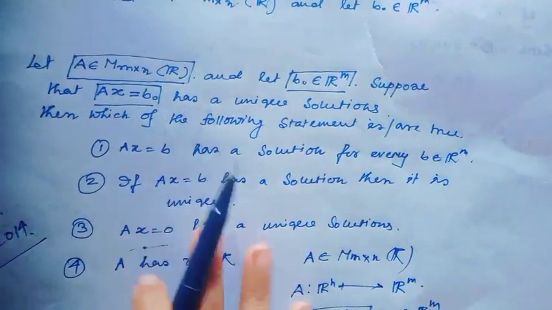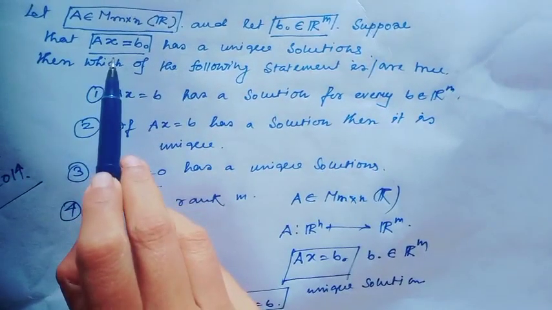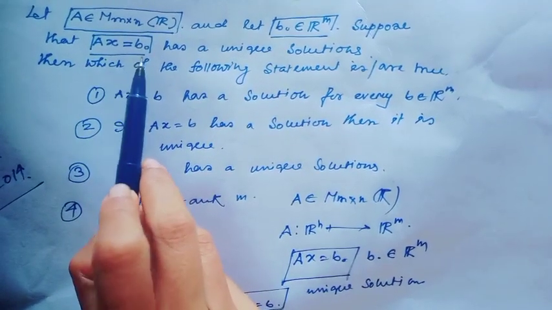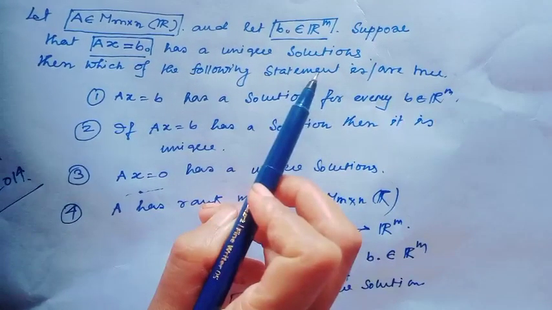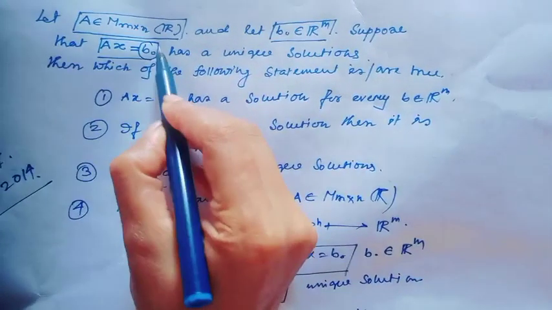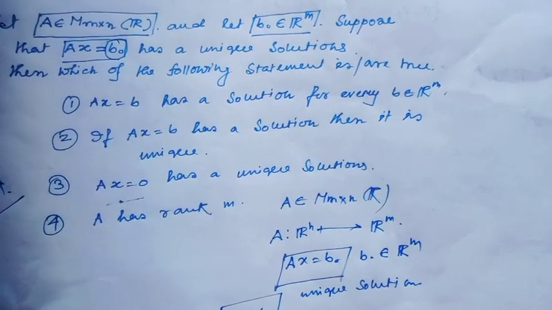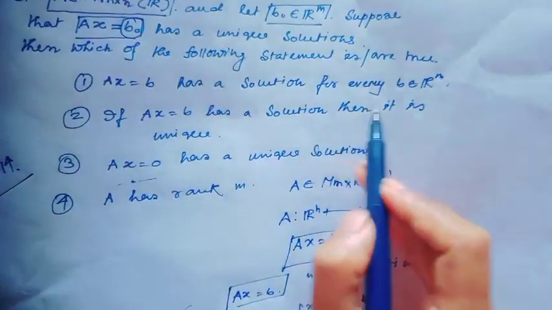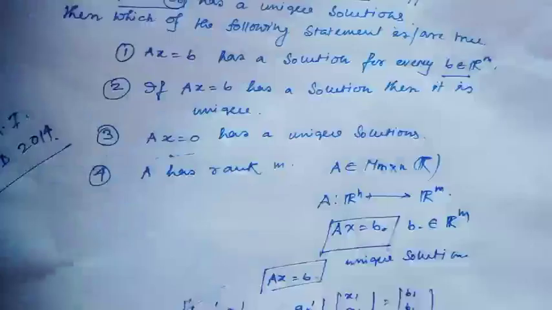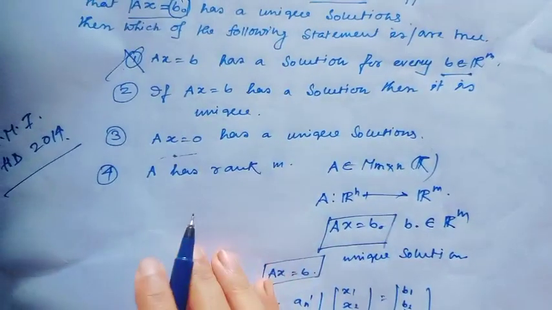Let's come back to our original question. Here it is indicated that Ax equal to B naught has a unique solution for this particular B naught. That does not imply Ax equal to B has a solution for every B belonging to Rm. So option 1 is the wrong option.